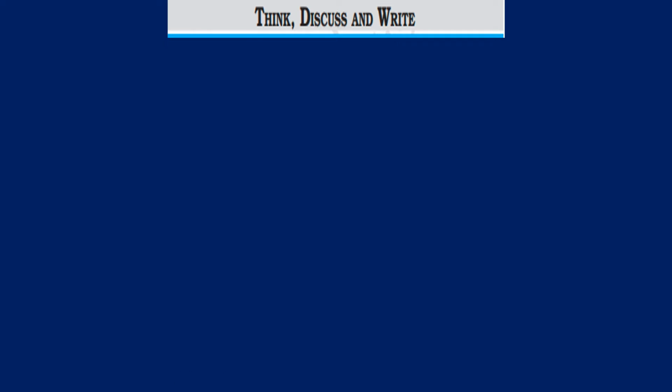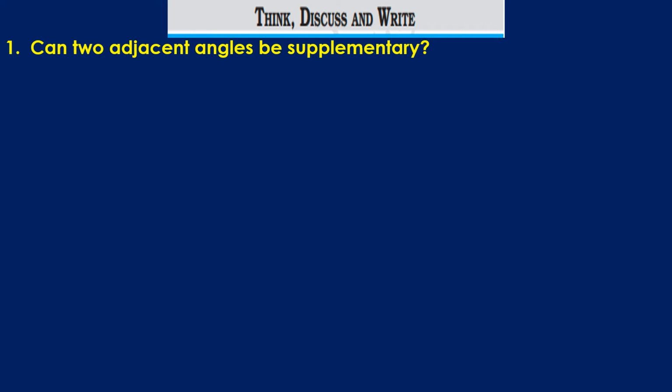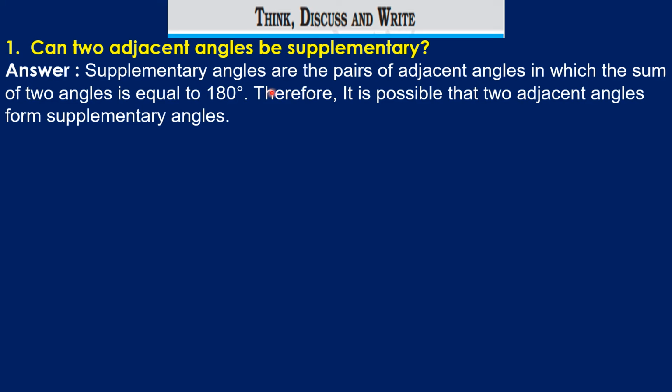Now let us understand the questions under adjacent angles. The first one, can two adjacent angles be supplementary? Supplementary angles are a pair of adjacent angles in which the sum of the two angles must be equal to 180 degree.